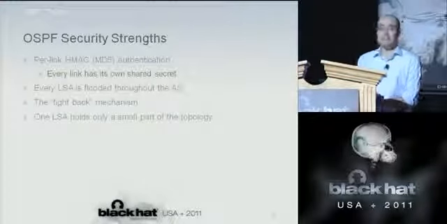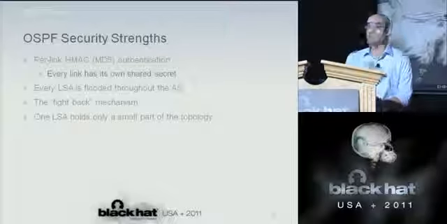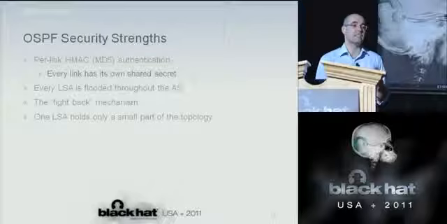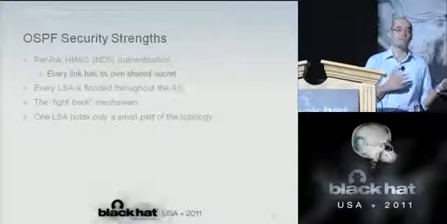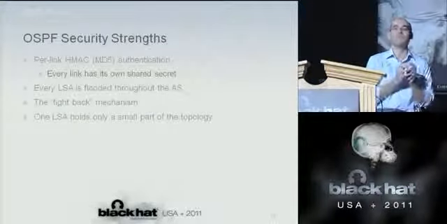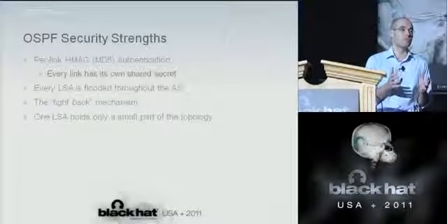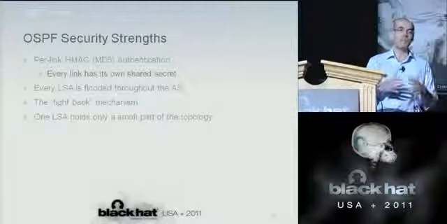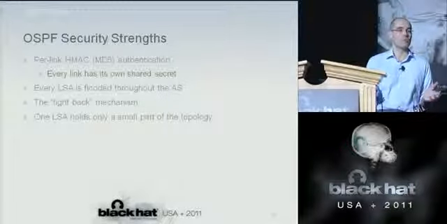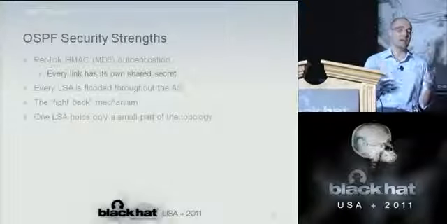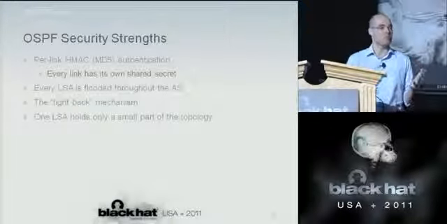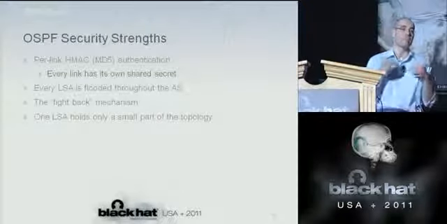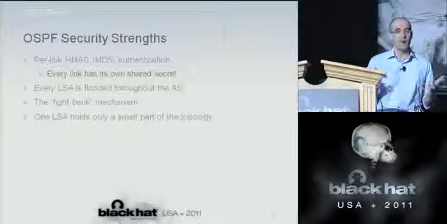Another security strength is that one LSA holds only a small part of the topology. This means that even if an attacker somehow managed to persistently spoof or falsify the LSA of another router, it only managed to falsify a small part of the autonomous system topology. It hardly means that he gained significant control over the router's view of the autonomous system topology, or over the routing table of the victim routers. In order to do that, he has to falsify many LSAs by many routers.